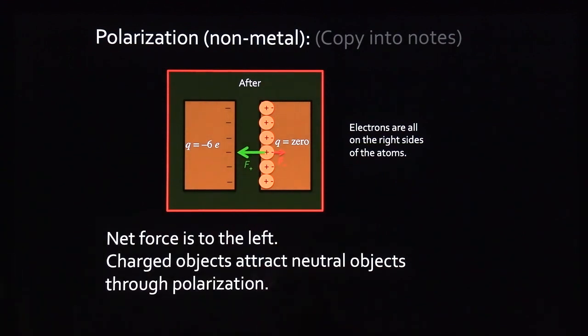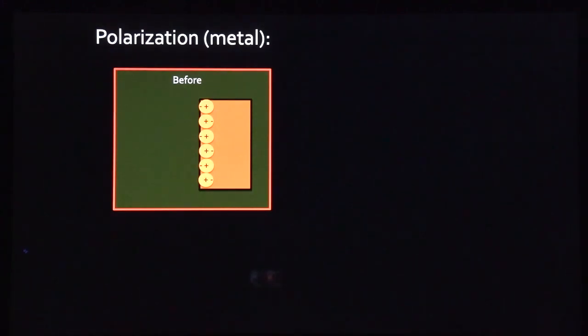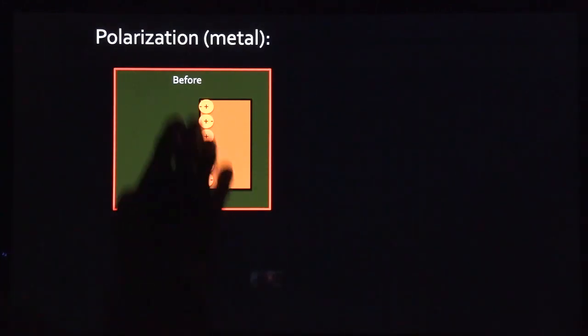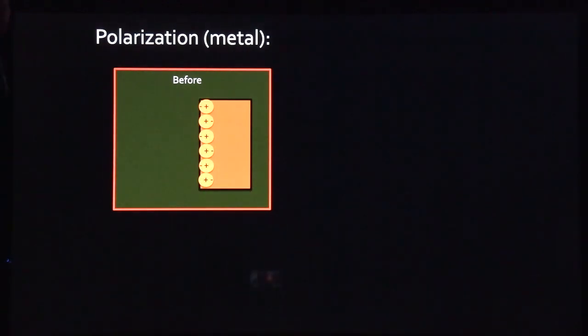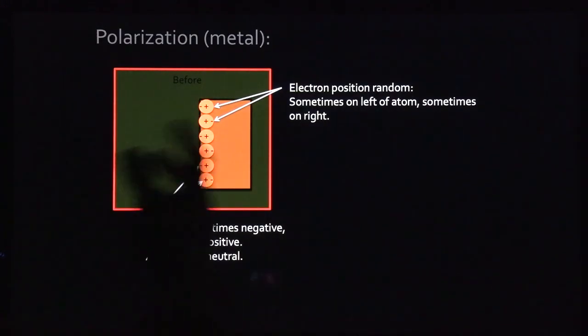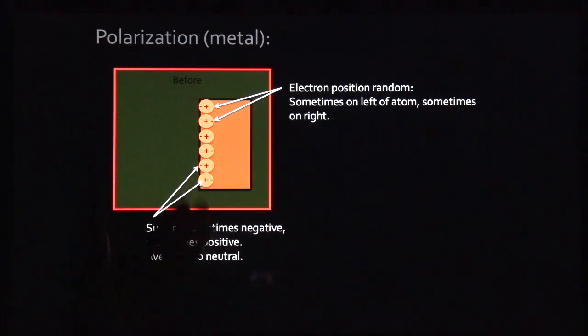All right, hopefully you copied all this down also. So now let's go to the metal. How does that work with the metal? A similar thing, but even more dramatic. So here's the metal. You see before, we've got this random distribution of the electrons. That's all this is saying. We don't even need to read it. Same thing as before. This is overall neutral on this side over here.